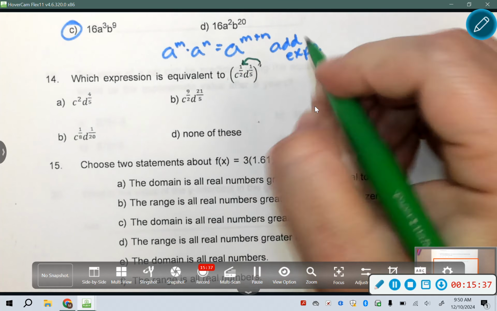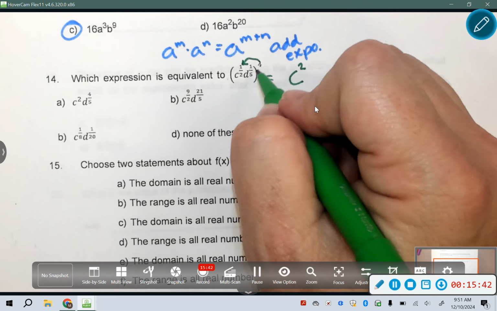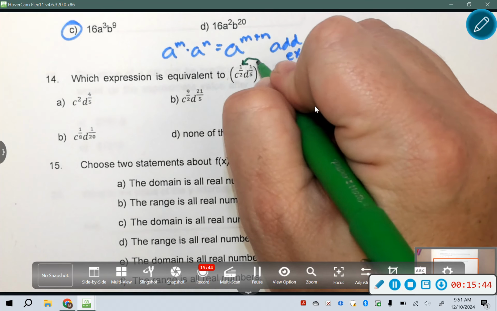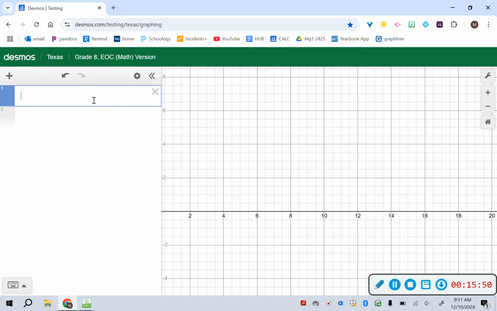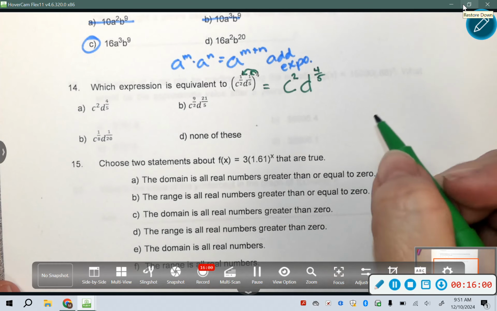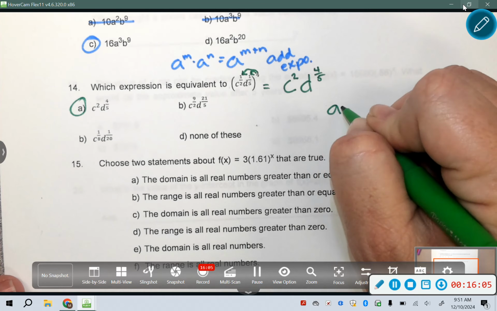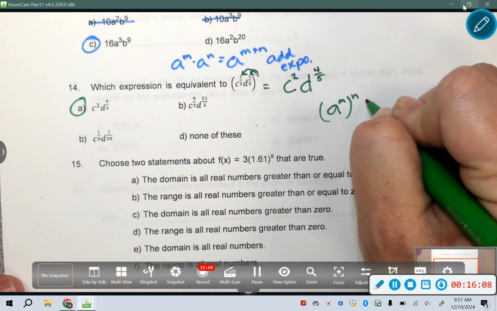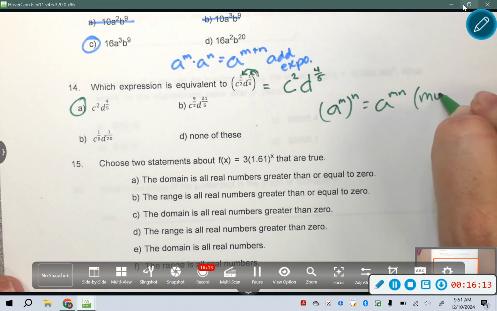So 4 times 1/2 is C squared. And then 4 times 1/5, well, if we don't know, we're going to use our calculator. So I'm going to do 4 times 1/5, and I get 0.8, which is 4/5. So my answer is A. And I want you to realize it's because our rule is a to the m, to the n equals a to the m times n. And remember, when there's no symbol, it means multiply.